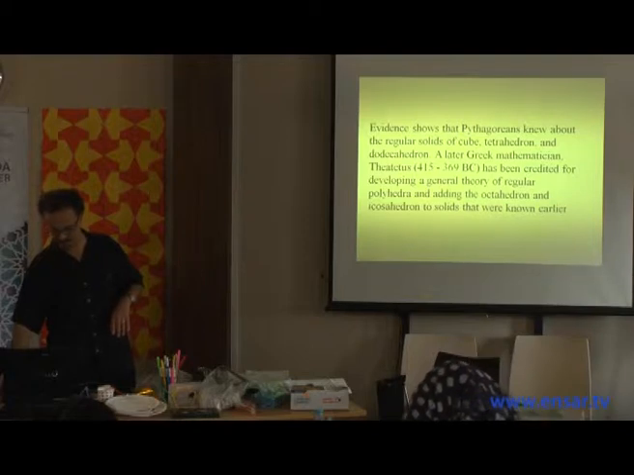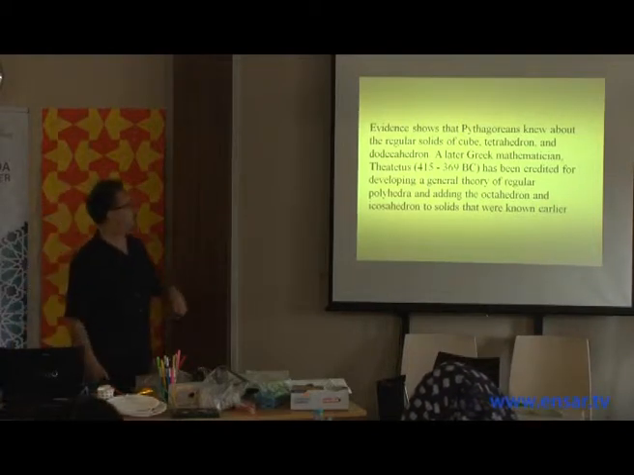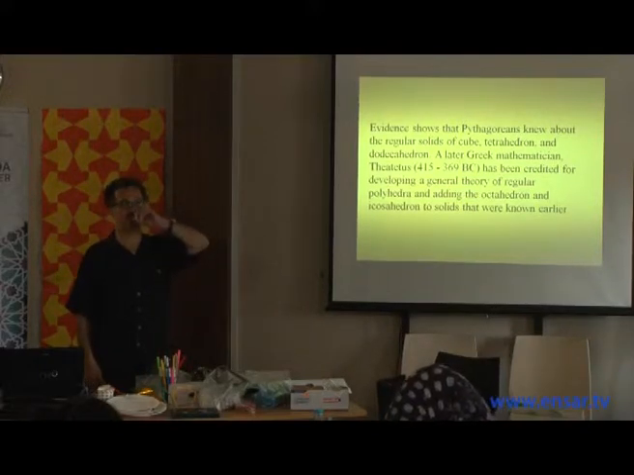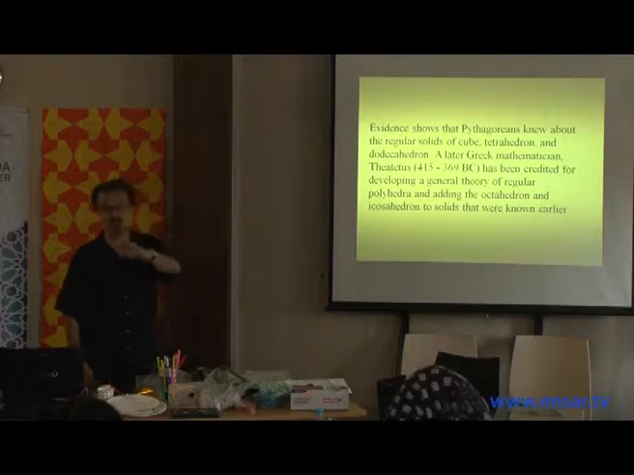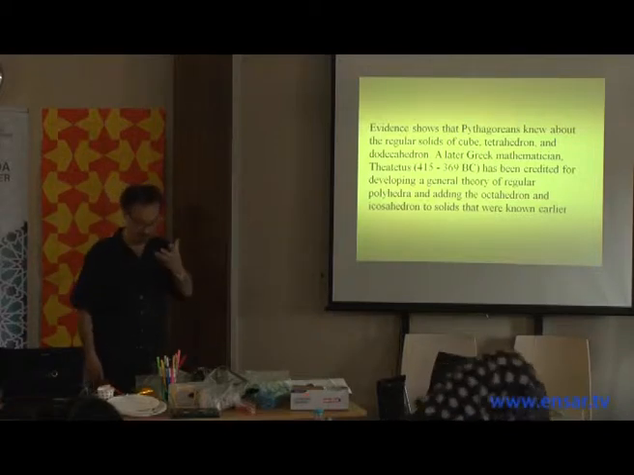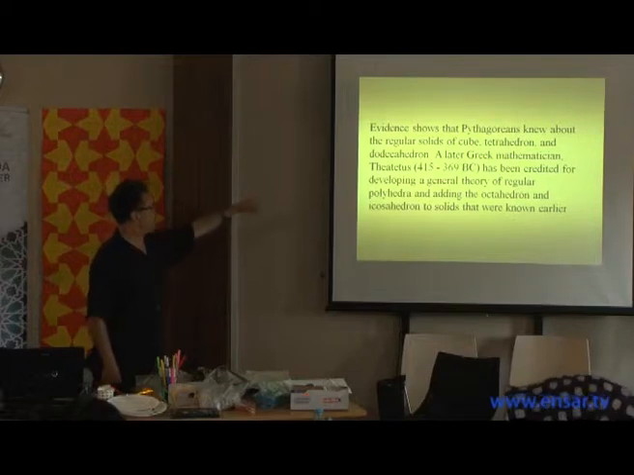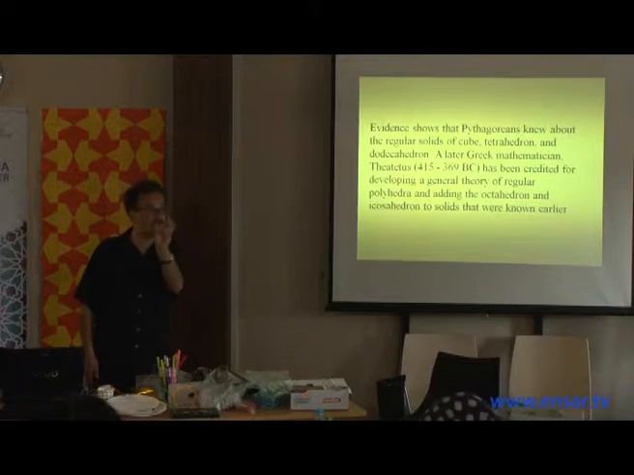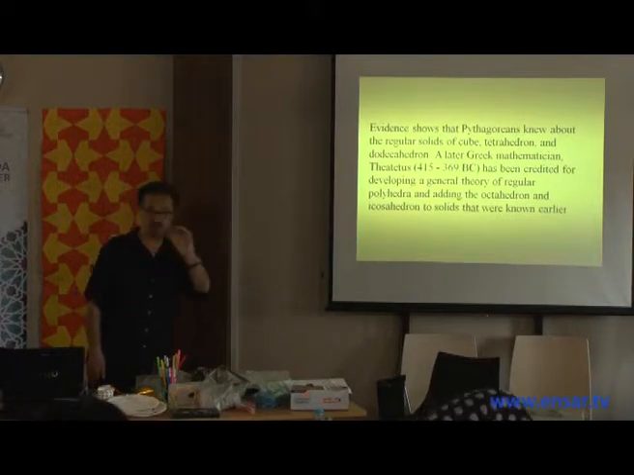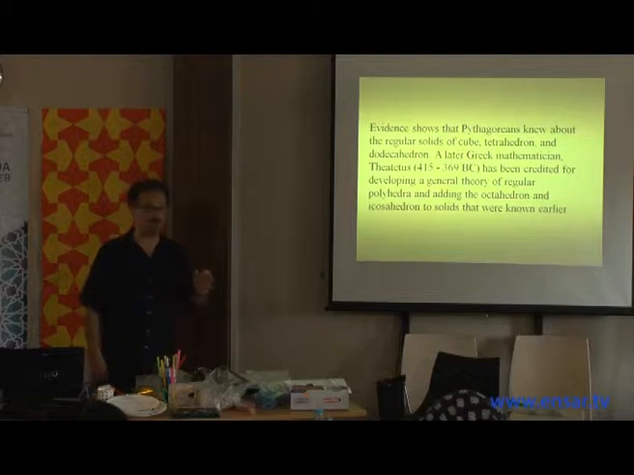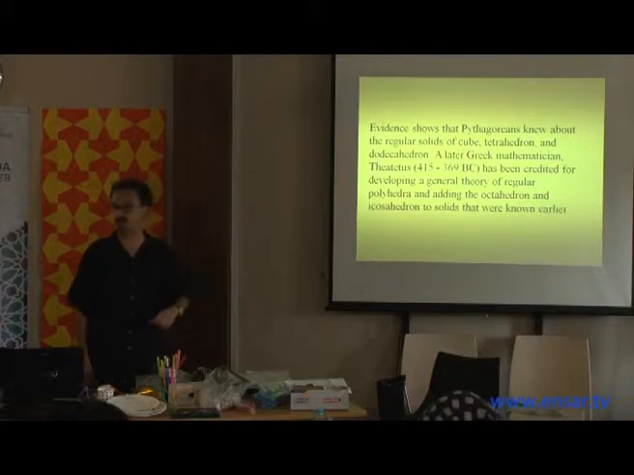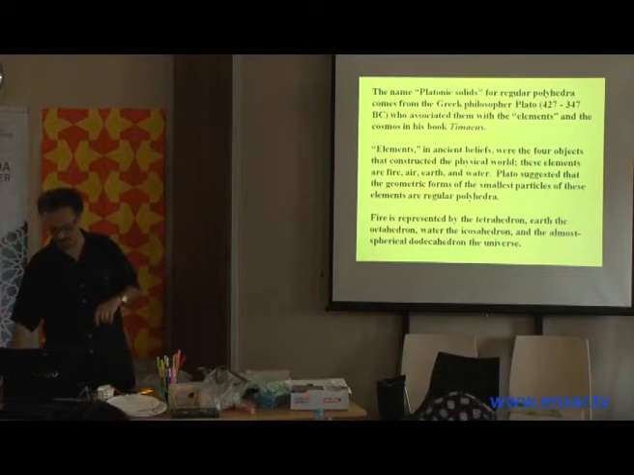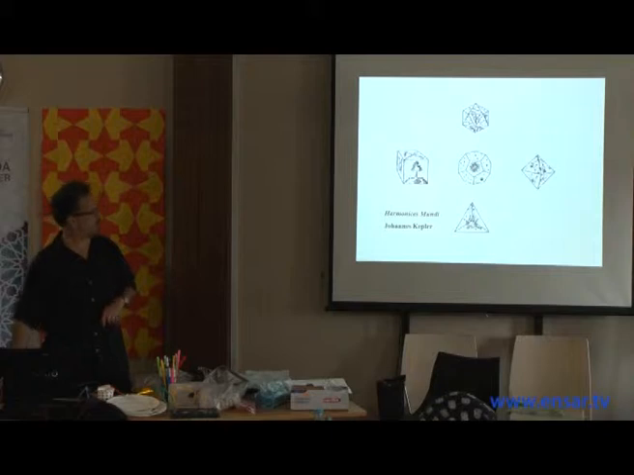Okay, and anyway, the documents show that Pythagoras and the Pythagoreans knew about these 5 solids. And there is a name, Theaetetus. He was the person who actually found all these 5 mathematically. However, the credit went to Plato because he mentioned them in one of his books. He only mentioned. Anyway, so these are those 5.